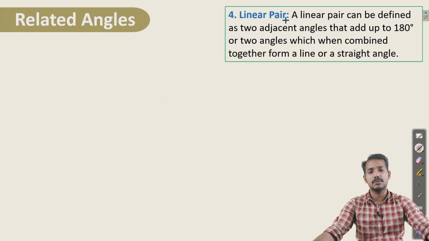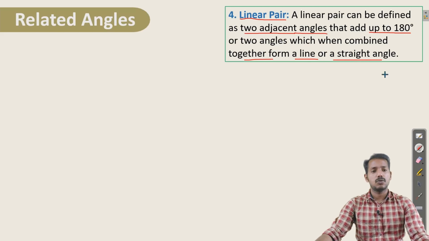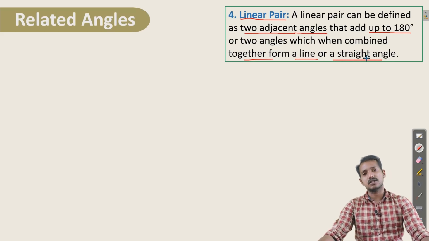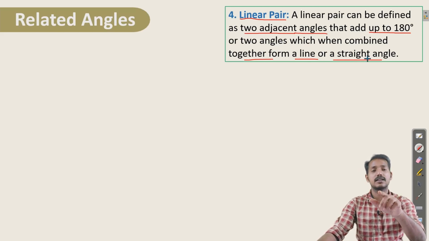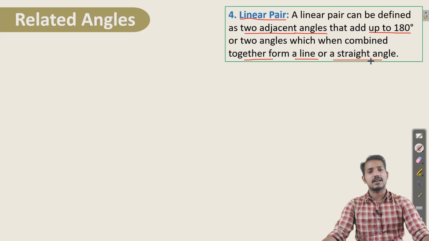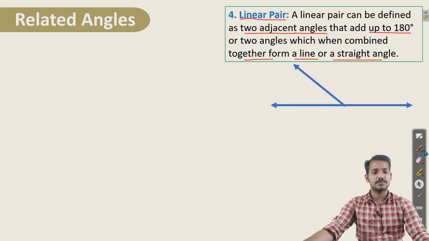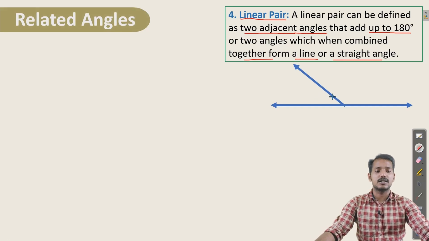Fourth type is the linear pair. A linear pair can be defined as two adjacent angles that add up to 180 degrees, or two angles which, when combined together, form a line or a straight angle. What is a straight angle? An angle whose measure is 180 degrees. We already learned in class 6 the types of angles: acute, obtuse, right angle, straight angle, reflex angle. So I'm not going to discuss that again. See here this picture. You can see these two are adjacent angles.